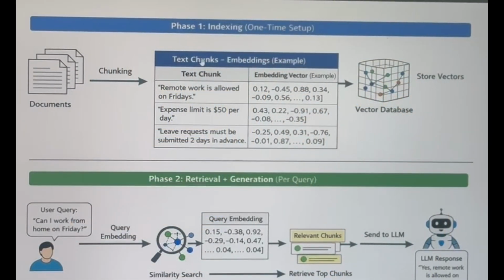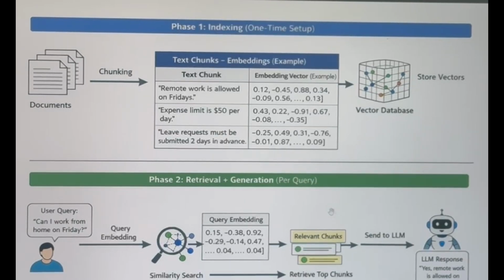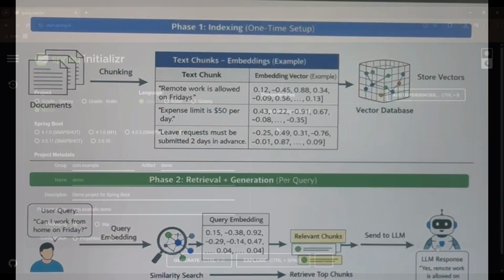If you look at this diagram, the first step is the indexing step. This is a one-time setup. We take the documents we have, perform chunking, and then store those as embeddings in a vector store. The second step is retrieval plus generation. When a user query comes in, we convert that query into an embedding, perform a similarity search and retrieve the top chunks, append those top chunks to the user query, and send that prompt to the LLM. Then the LLM gives us a response based on the chunks we have sent.